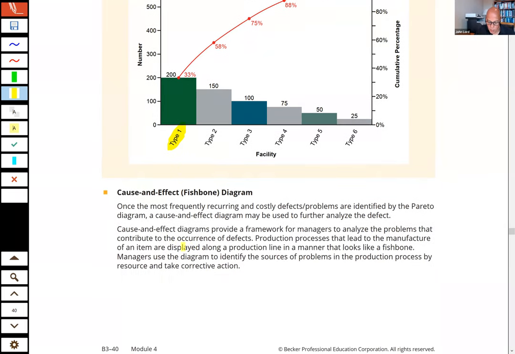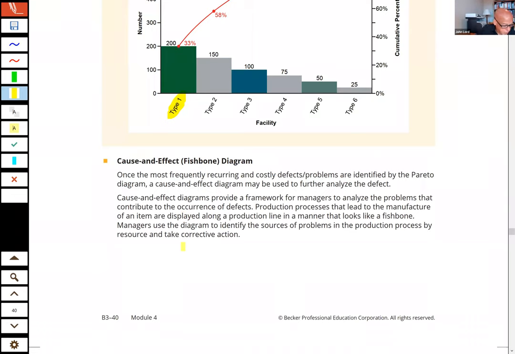Okay, good. Cause and effect, fishbone diagram. They call it fishbone because it looks like a fishbone. The cause and effect diagram provides a framework for managers to analyze problems that contribute to the occurrence of defects. Managers use the diagram to identify the sources of problems in the production process by resources and take corrective action. Again, maybe they use this, maybe they don't.